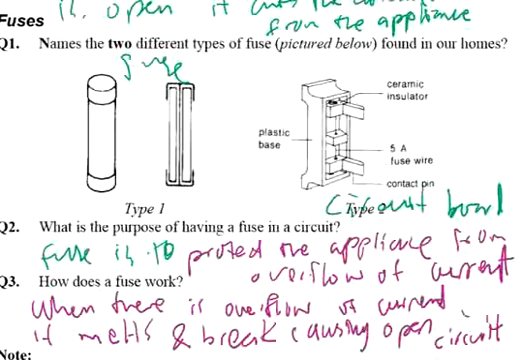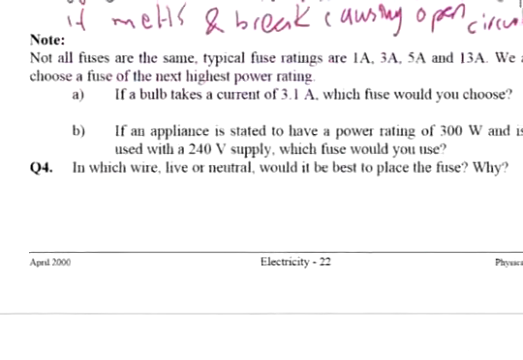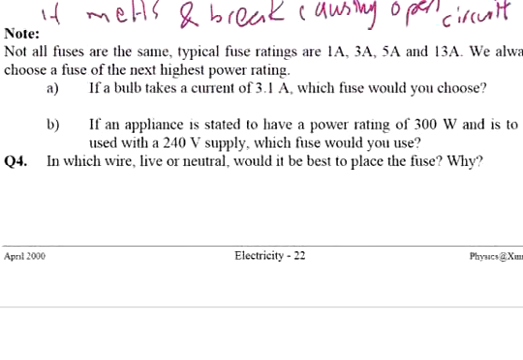Alright, so that is how a fuse works. Not all fuses are the same. Typical fuse ratings are 1 ampere, 3 ampere, 5 ampere and 13 ampere. We always choose the fuse with the next highest rating, or slightly higher.